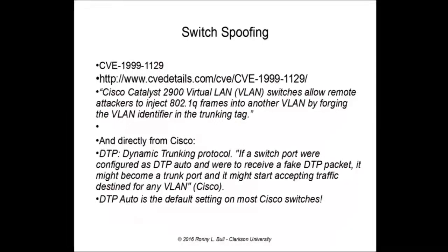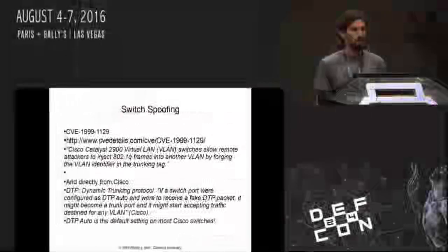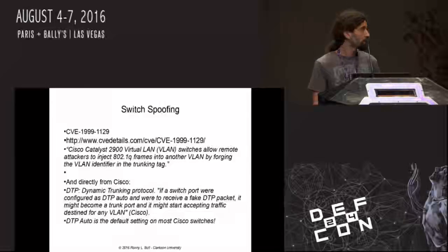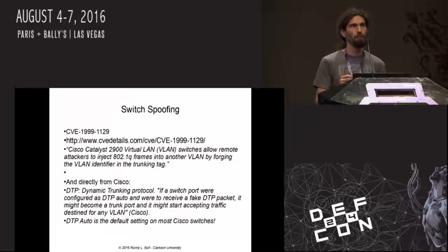A couple more CVEs and vulnerabilities for switch spoofing. Cisco Catalyst 2900 virtual LAN switches allow remote attackers to inject 802.1q frames into another VLAN just by forging the ID tag. And a quote directly from Cisco from one of their white papers about Dynamic Trunking Protocol: basically, if it's enabled, you can send a fake DTP packet out and switch that port from auto into a trunking mode.